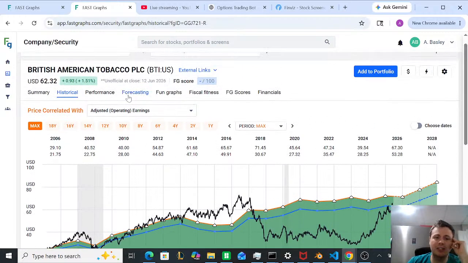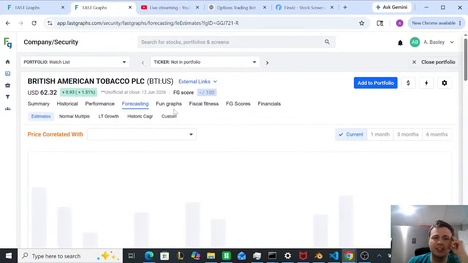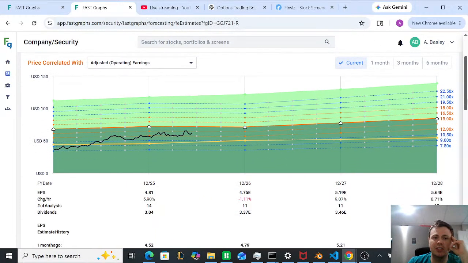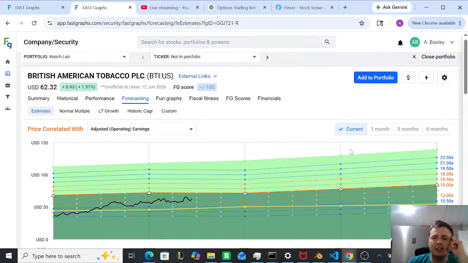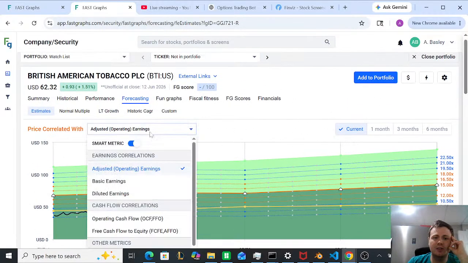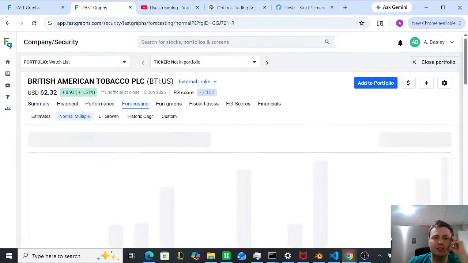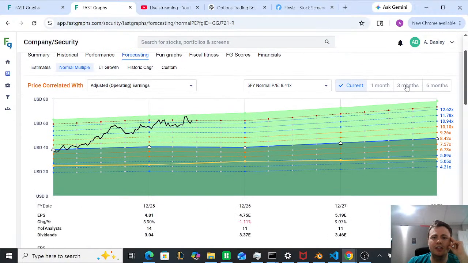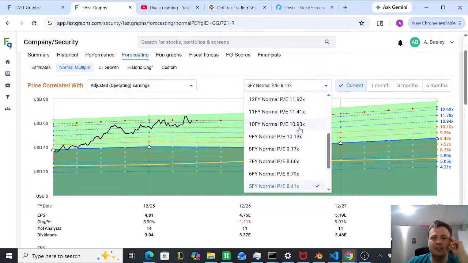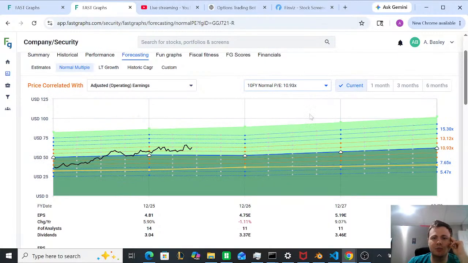So we can go up here to forecasting. I think this is the other tab that's useful here, and we can go to normal multiple. I like to use a variety, so the 10-year multiple gives a better idea of what the normal PE generally is for this. And so we see at current prices, it's more in line with what the fair value of this is.